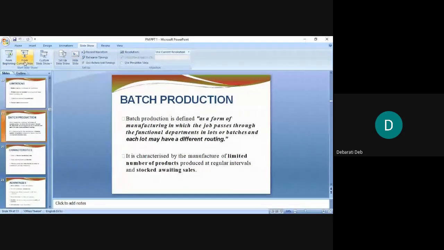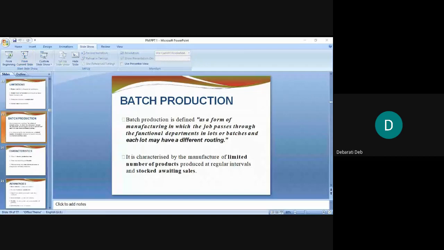All right. Then I'm moving on to batch production. This is the second type of production. You will have to write elaborated notes on this. I'll try to give them to you by this weekend.